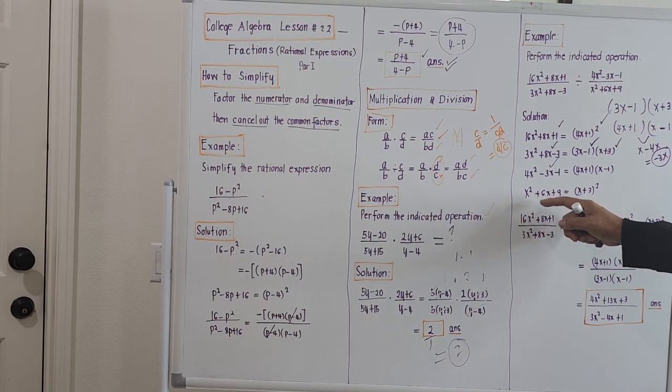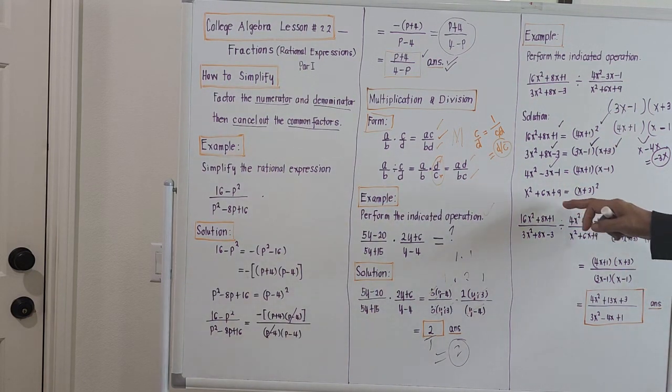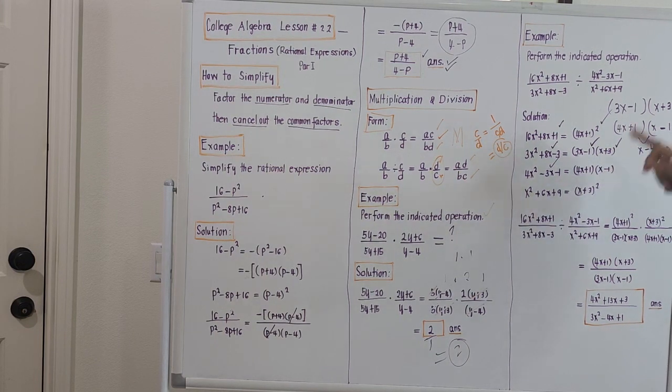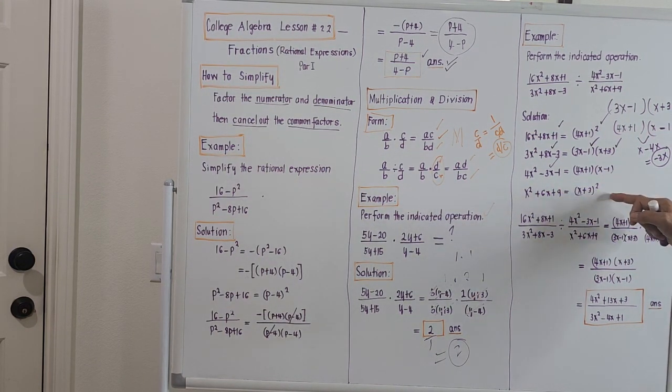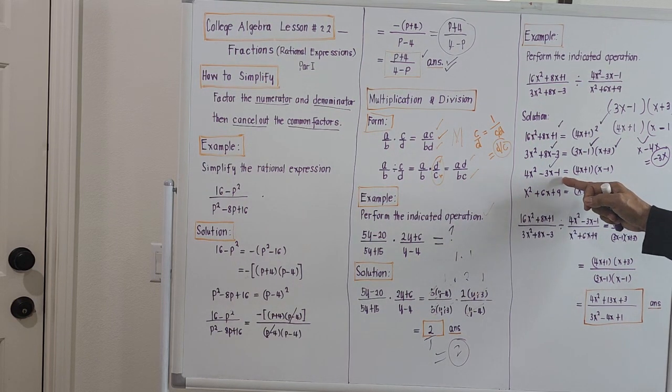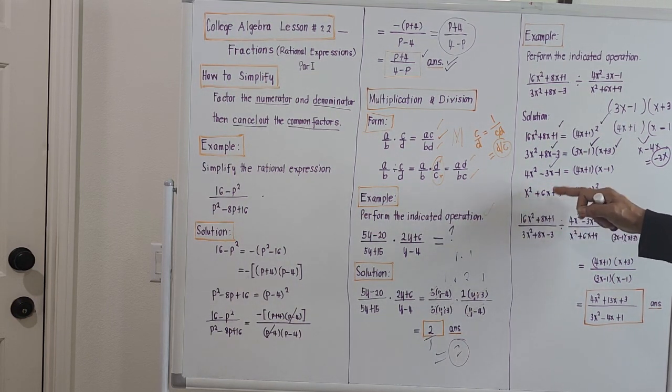x squared plus 6x plus 9. Oh, this is an expanded form, and this is actually the square of the binomial, the quantity x plus 3 squared. Let's check. The square of x will be x squared. The middle term will be 3x times 2, which is 6x. And the last part will be the square of 3, which is 9. So x squared plus 6x plus 9 can be written as the square of the binomial, the quantity x plus 3 squared. Okay, let's proceed with the solution.